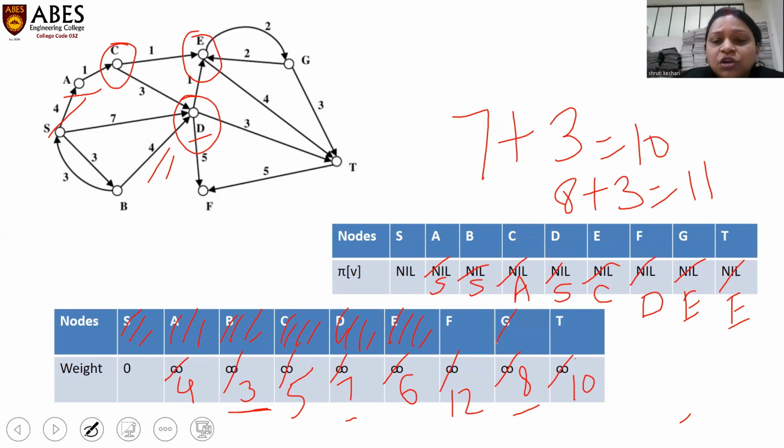Now, G is already visited. Check for the T. From T, only one edge is starting from here. That is T to F, which is containing the weight 5. Check for the availability of F. F is containing the weight of 12.